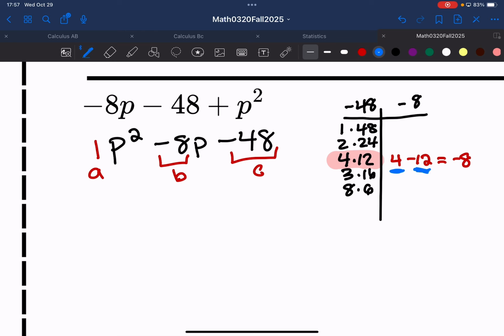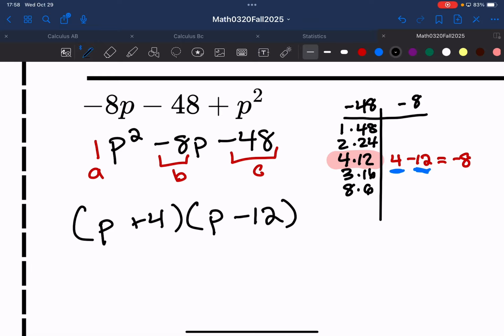In the parentheses here, am I going to put x like before? I'm going to do p. Everything's in terms of p now. So my first parentheses is going to be p plus 4. And then I'm going to have p minus 12. And that would be my answer. Okay.